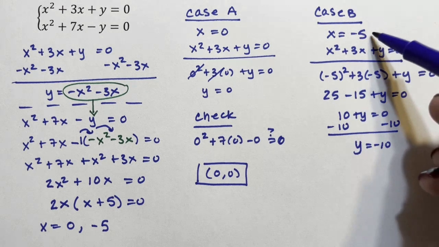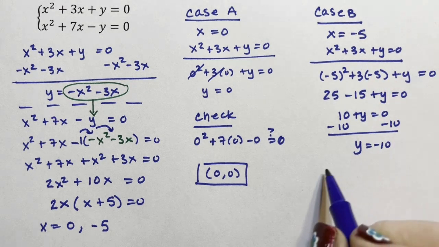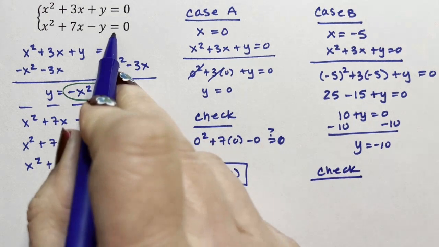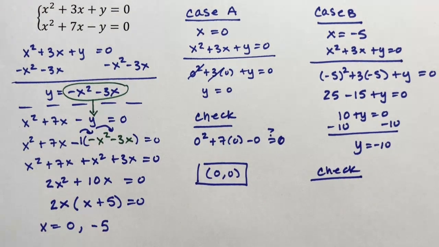Okay, so we have a negative 5 and a negative 10. We want to check with the second equation, not with the first. We know it works in the first. We need to make sure it works in both.